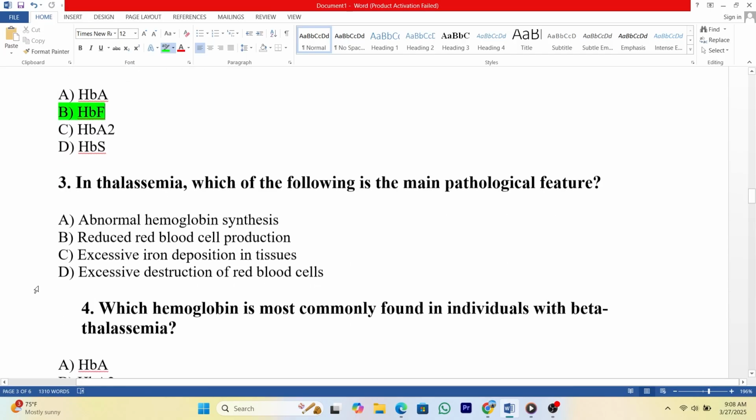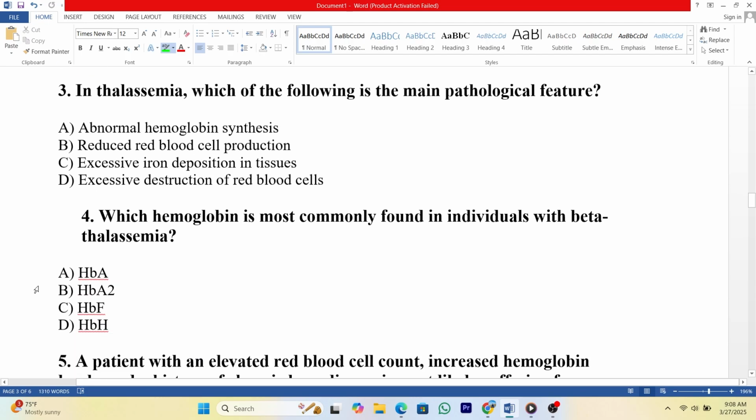3. In thalassemia, which of the following is the main pathological feature? A. Abnormal hemoglobin synthesis. B. Reduced red blood cell production. C. Excessive iron deposition in tissues. D. Excessive destruction of red blood cells.